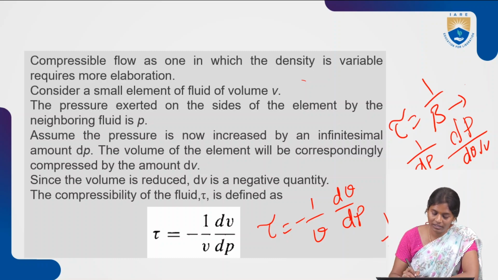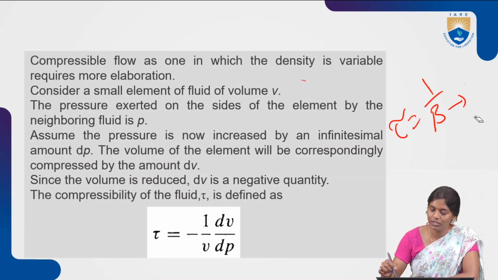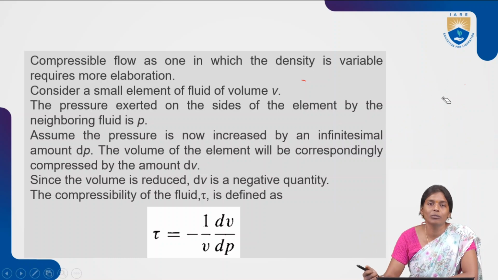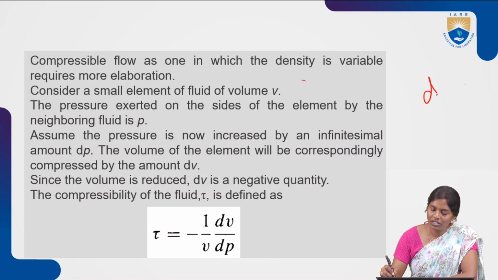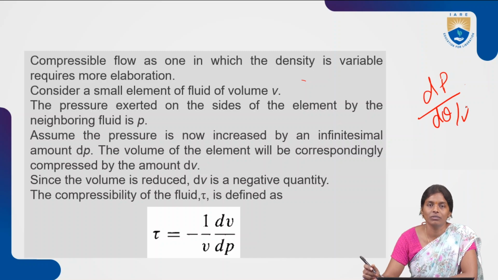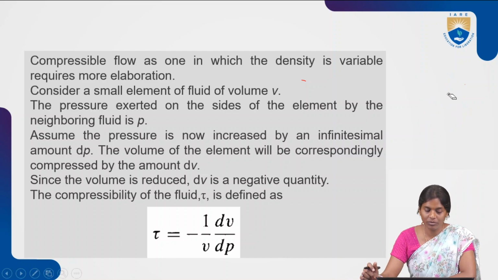Since we are considering the decrease in the volume, the negative sign comes in. So this is the compressibility form. Compressibility is the inverse of the bulk modulus, which is the change in pressure with respect to the fractional change in volume, del V by V.